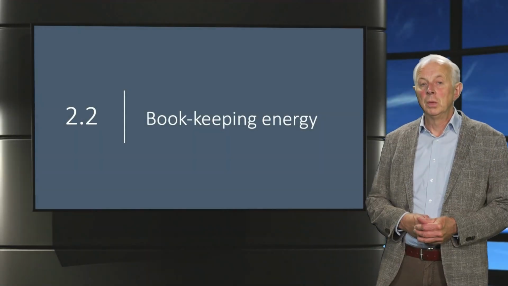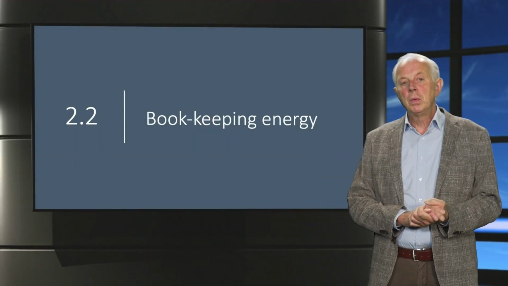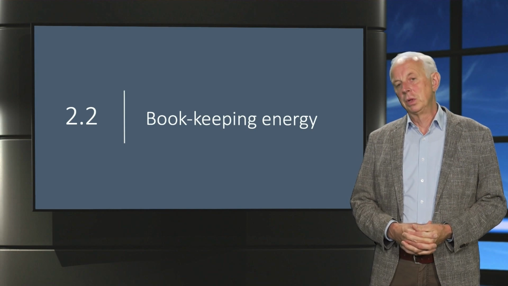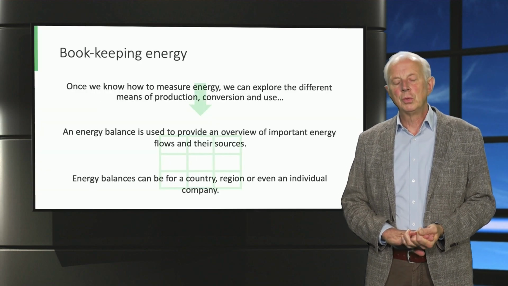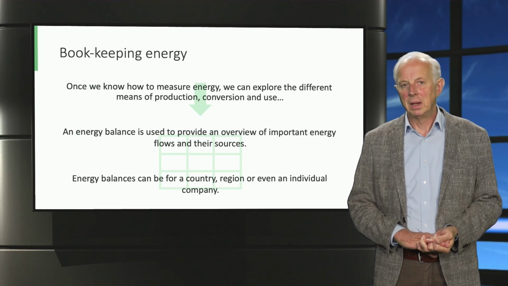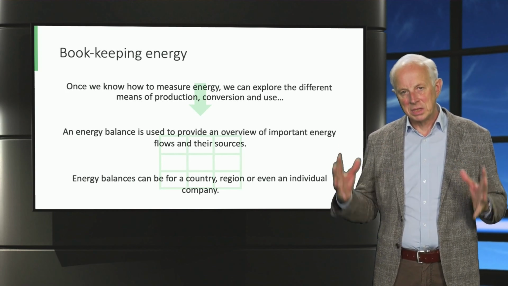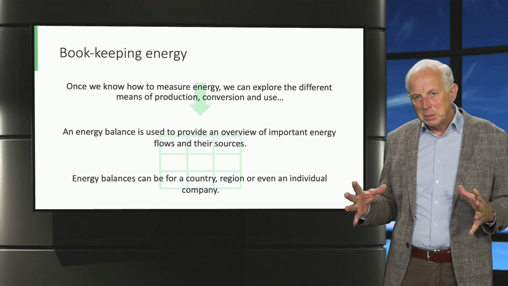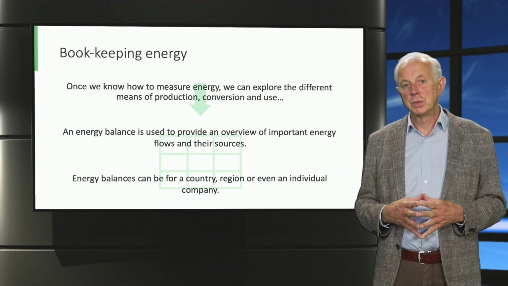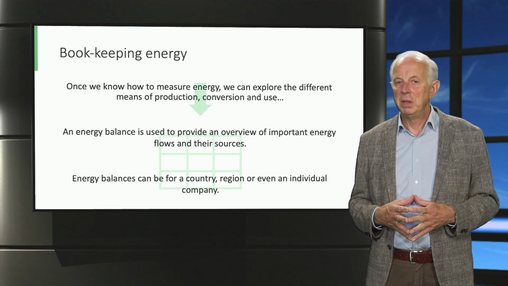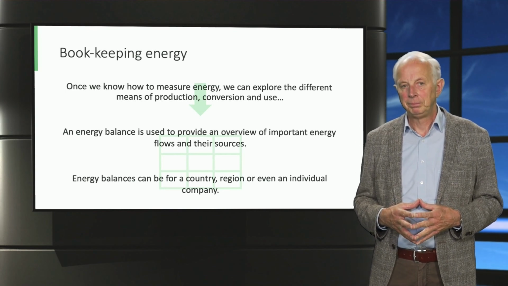In the previous video, we have learned how to measure energy use. We will now look into how these units are used, for example, on a national scale. Once we know how to measure the various flows of energy in a country, we can put these into one system. We call this an energy balance. An energy balance is used to provide an overview of important energy flows and their sources, and can be for a country, region, or even an individual company.